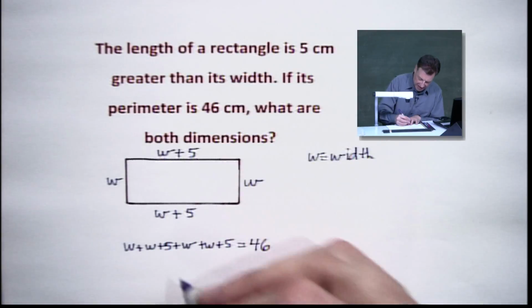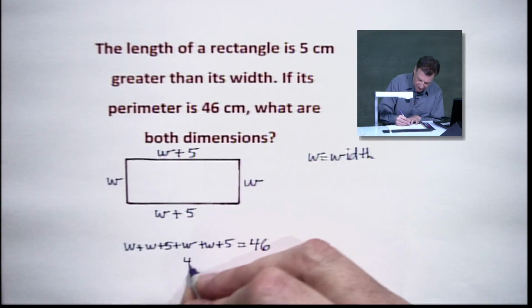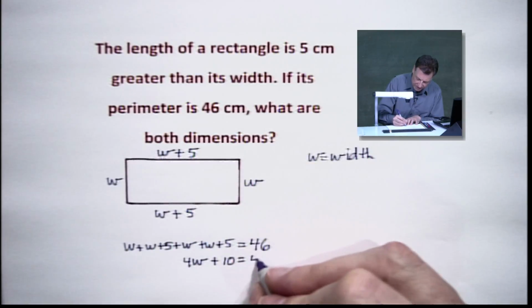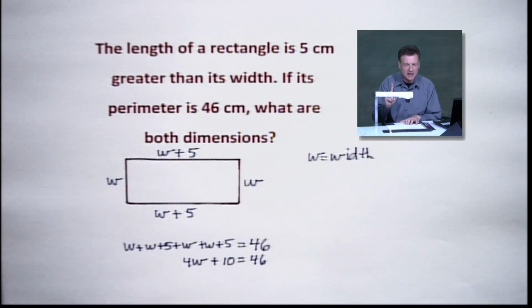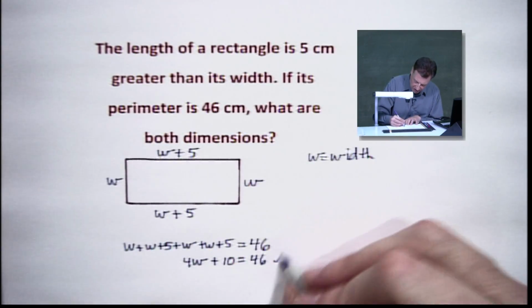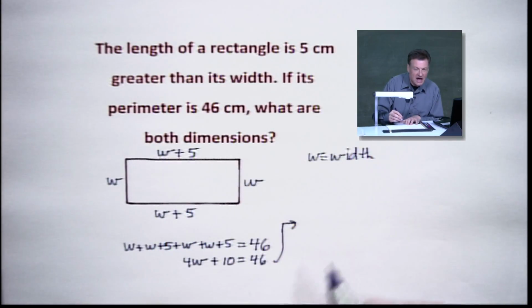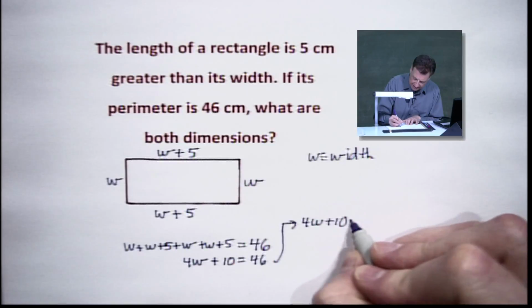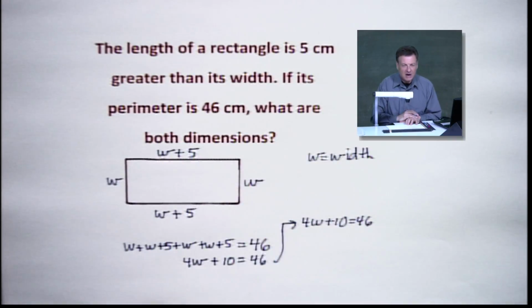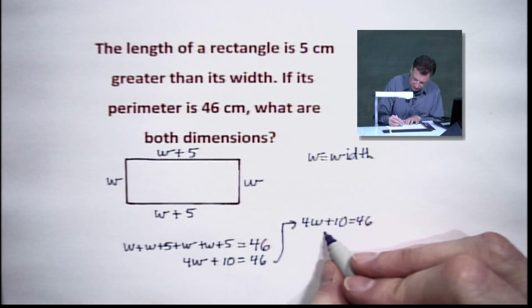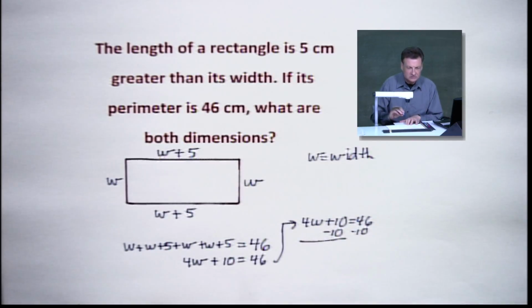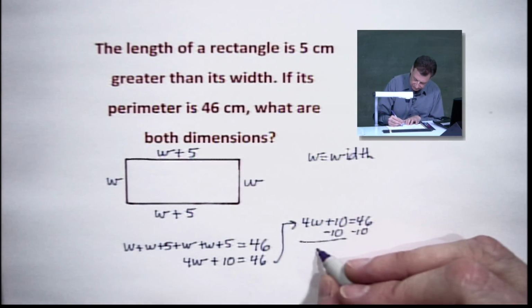And let's see what's going to happen. We're going to add our W's, and we've got 4 of them: 4W plus 10 equaling 46. Everybody with me? Now, from here, let's pull it out over here a little bit. We've got 4W plus 10 equaling 46. And what we want to do is remove that 10. So let's get rid of it. Subtract 10. And you know what we've got? We've got 4W left over.